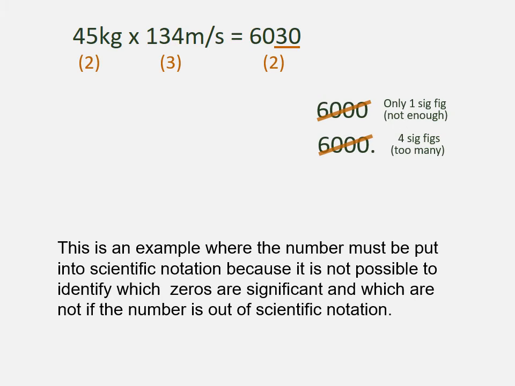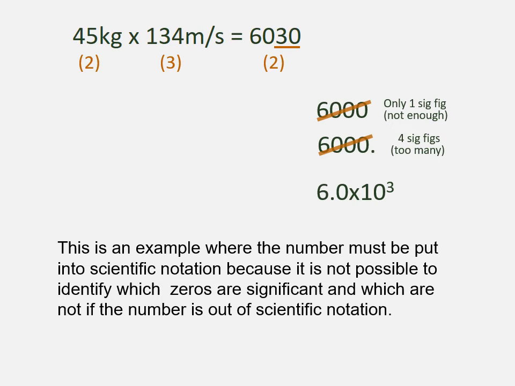This is an example where the number must be put into scientific notation because it is not possible to identify which zeros are significant and which are not if the number is out of scientific notation. So if I write 6.0 times 10 to the 3, that is 6,000. And that does have 2 significant figures.